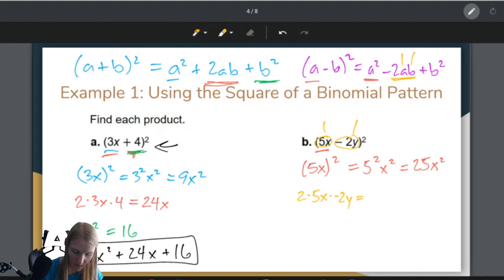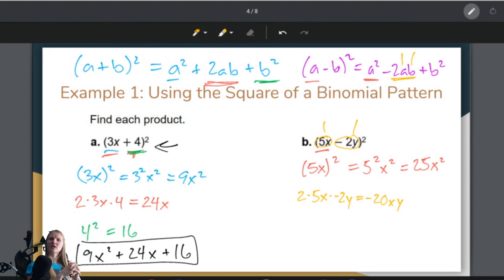So 2 times 5 is 10. 10 times negative 2 is negative 20 times x times y. Can I put the x's and the y's together? No, I cannot. And the reason for that is because they're apples and oranges. Remember, the x's are apples, the y's are oranges. We can't put those together. So that term will stay just like it is, negative 20xy.